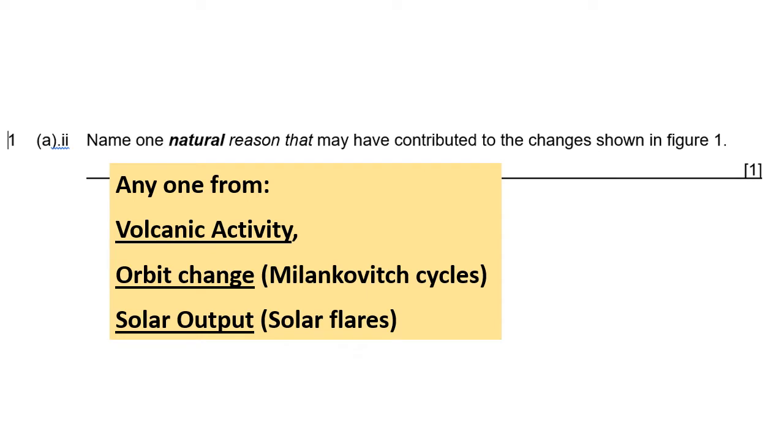Here's some that we might want to choose from. So volcanic activity, orbit change, and of course if you want to include Milankovitch cycles in that, that'd be great. Also solar output, or sometimes solar flares.